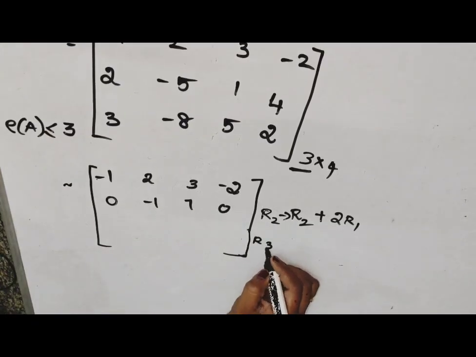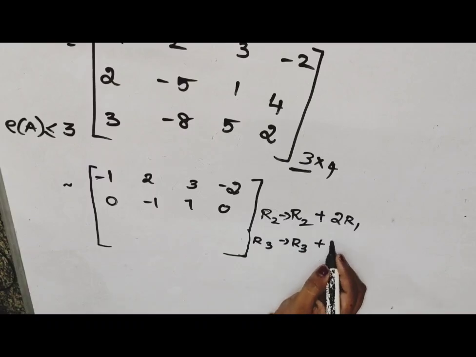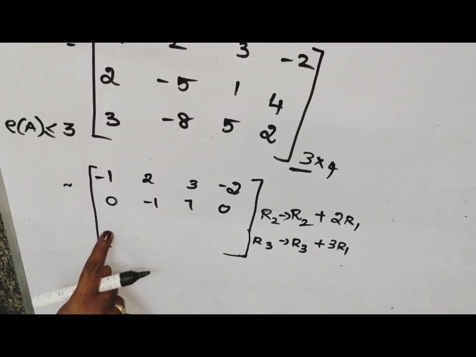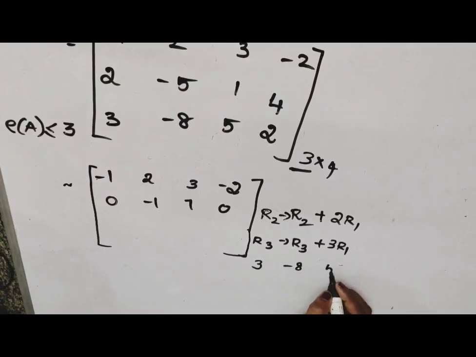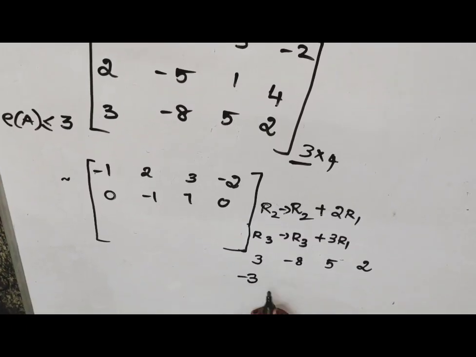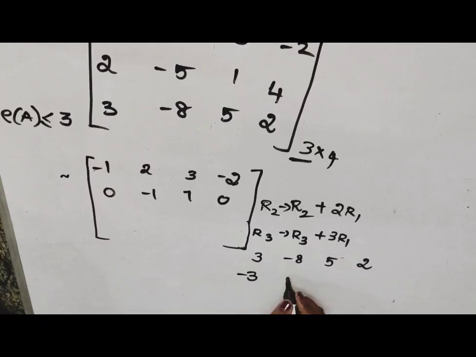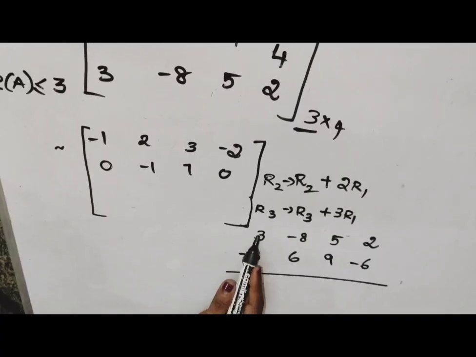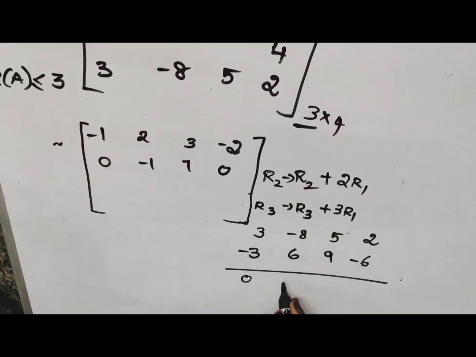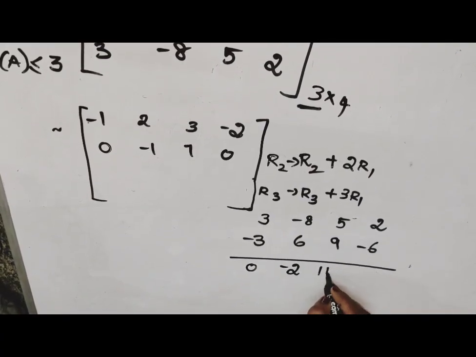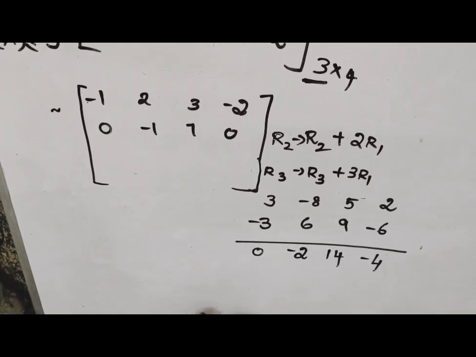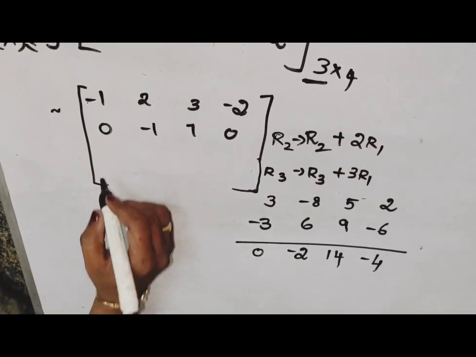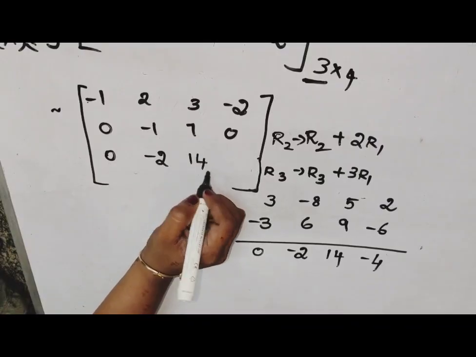Similarly R3 implies R3 plus 3R1. Since we have 3 here, I will multiply R1 with 3. So R3 we will write as it is, 3 minus 8 5 2. R1 I will multiply with 3. 3 ones are 3, that is minus 3 because we have minus by default. 3 2s are 6, 3 3s are 9. 3 into minus 2 is minus 6. So we have to add those elements. 3 minus 3 is 0, minus 8 plus 6 is minus 2, 9 plus 5 is 14, minus 4. So we have the entries as 0, minus 2, 14, minus 4.